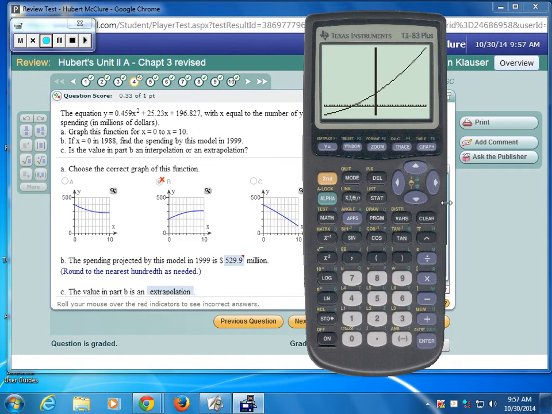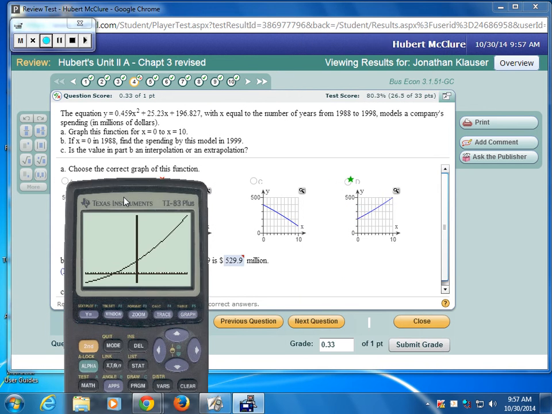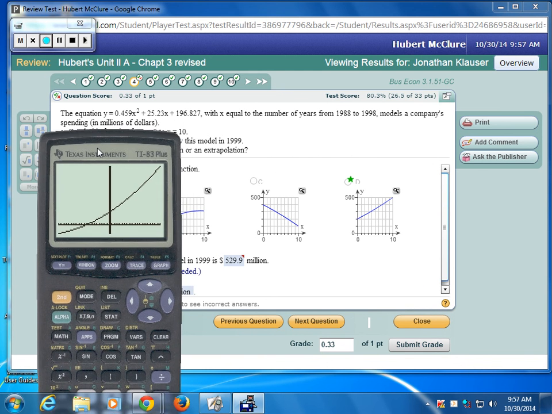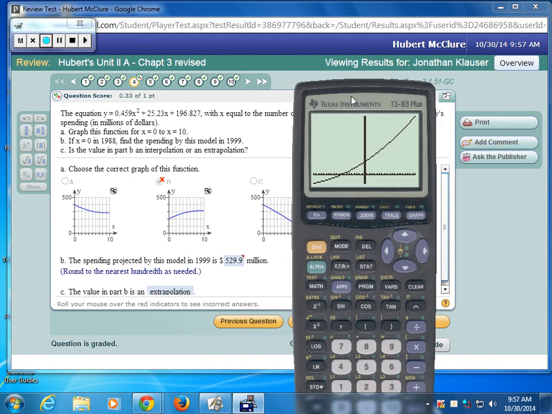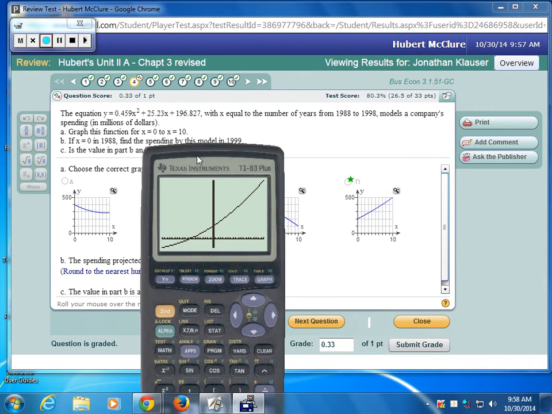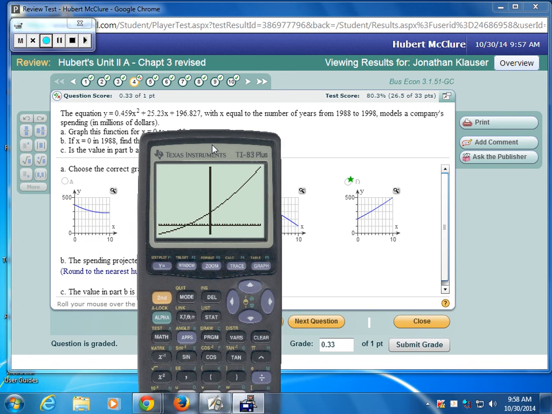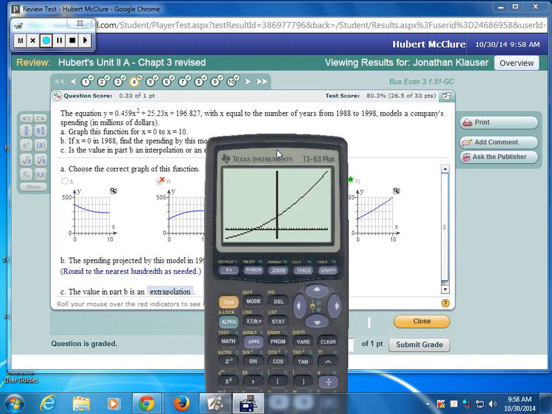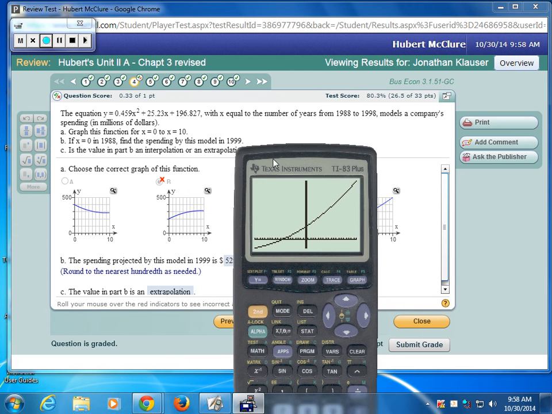So now this is a business aspect, right? Model a company's spending. So are you going to worry about the second and third quadrant, or are you going to worry about the first quadrant? First, because that's the profit quadrant. So which one does it look like? Don't look like that one. Don't look like that one. Don't look like that one, but it looks like that one.